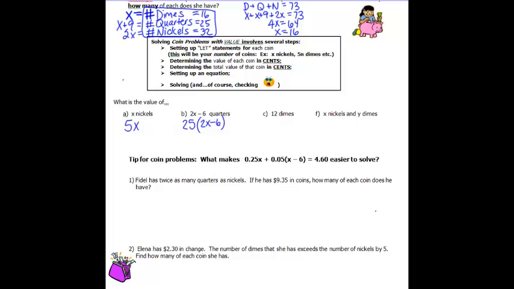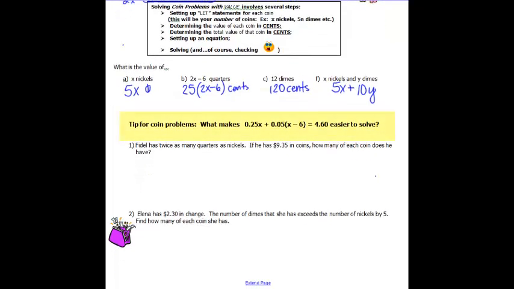12 dimes, that's an easy one. That's 120 cents. And these are all in cents. X nickels and Y dimes. So we're going to have 5x for the nickels plus 10y for the dimes. That concept is very important. If you think about the tip, this is what I was talking about earlier referring to cents.